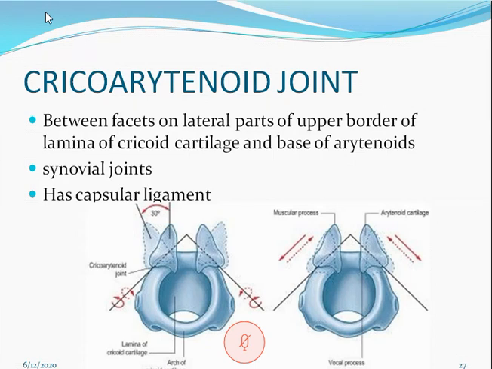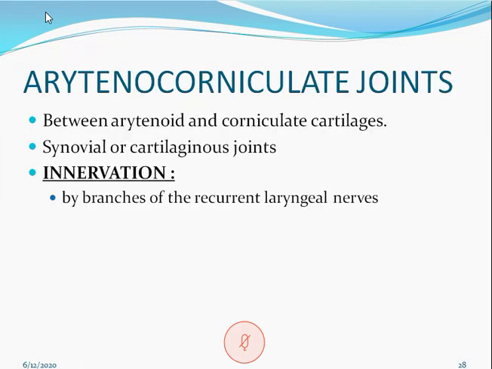The cricoarytenoid joint is between the facets on the lateral part of the upper border of the lamina of the cricoid cartilage and the base of the arytenoids. This is also a synovial joint, and it has a capsular ligament. You are seeing here, this is the cricoarytenoid joint. The arytenocorniculate joint is also synovial or sometimes cartilaginous, between arytenoid and corniculate cartilages. All these joints are innervated by the recurrent laryngeal nerve.